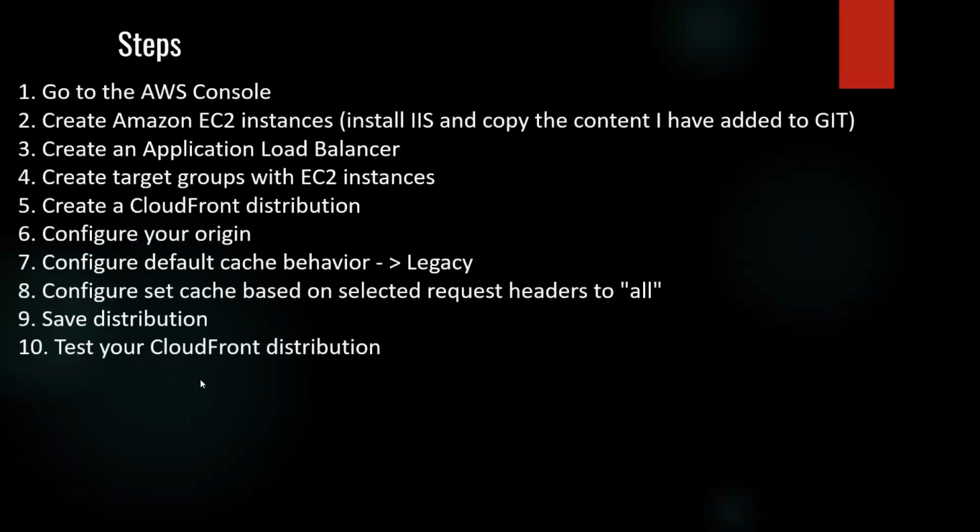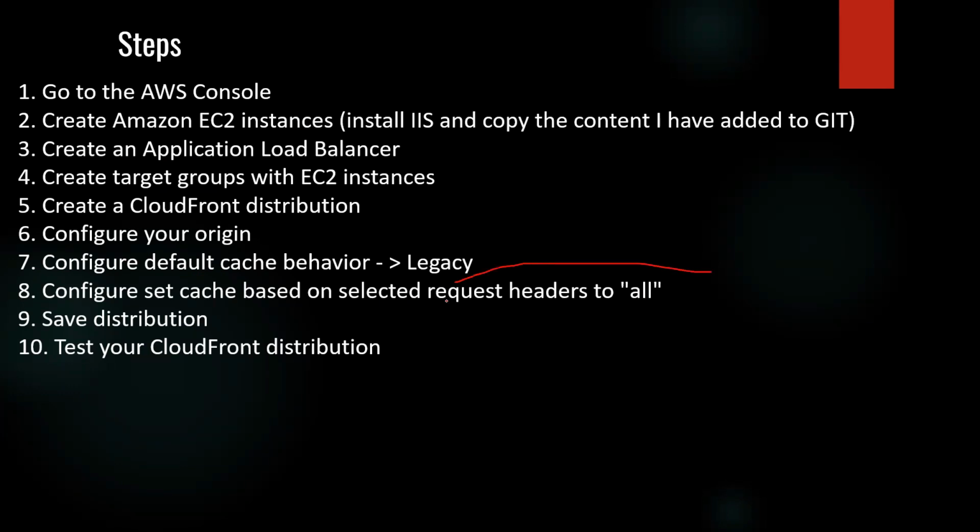So I will be taking this example. I will be creating two EC2 instances, and I will be copying the content. I will create one file, and that file I will share on GitHub also. Then I would create one application load balancer. Then I would create a target group with the EC2 instances, and then create a CloudFront distribution and configure your origin. Then the seventh step is to configure the default cache behavior and set it to request to all.